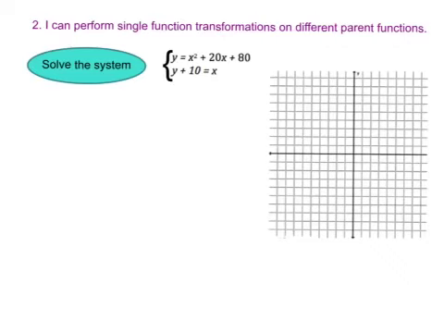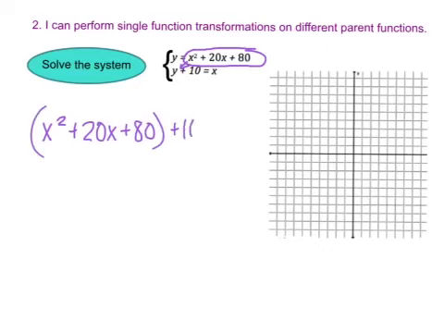You have to solve the system. You can use graphing, substitution, or elimination because I did not specify. My preferred method is substitution, so that's what I'm going to do. I'm going to substitute what y equals and shove it in my equation. So I will have x squared plus 20x plus 80 plus 10 equals x.